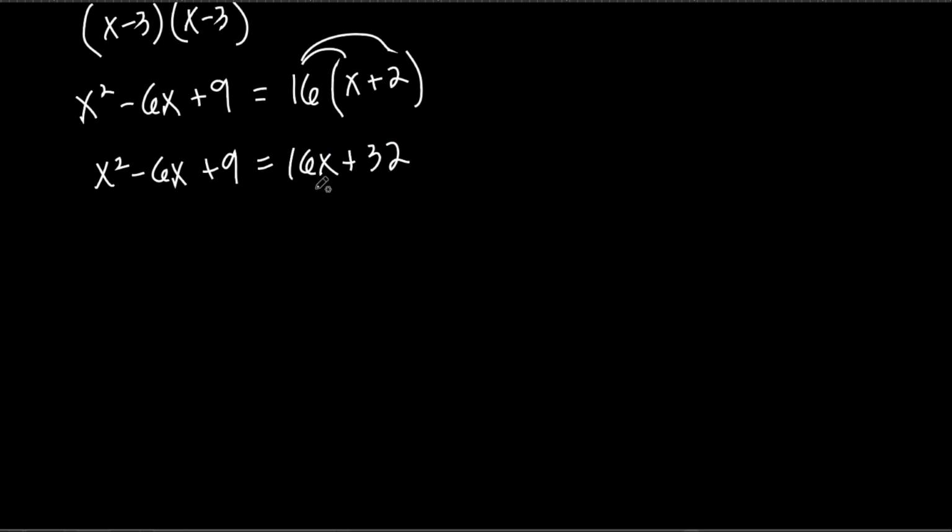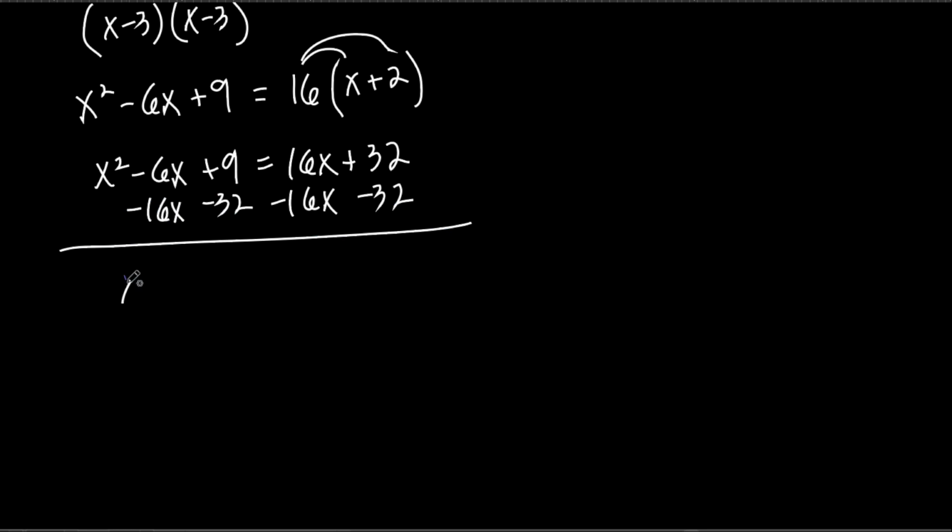Everybody see that? So let's get everything on the left-hand side set equal to 0. Let's do this one step, then I'll let you go. Watch. Negative 16x and then minus 32. Negative 16x minus 32. So let's see what we get. x squared. What's that? 22 minus 22x. And what's that? Minus 23 equals what? 0.